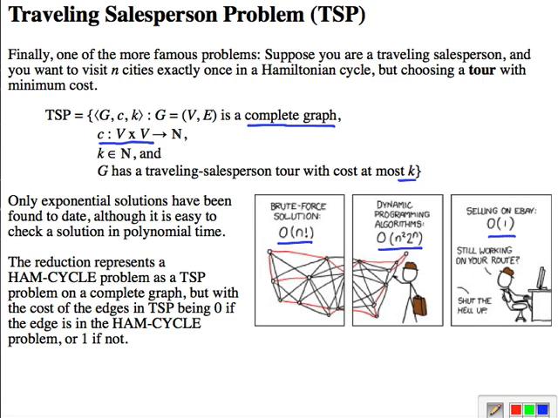by saying we're going to give the edge a cost 0 if it is in the Hamiltonian cycle graph, and a cost 1, i.e. more expensive, if it's not. So now we can ask whether there is a traveling salesman tour with cost k equal to 0. That means it's not using any of the edges that are not in the Hamiltonian cycle graph. And so if there is such a tour with cost at most k equals 0, then there must be a Hamiltonian cycle in the original graph.